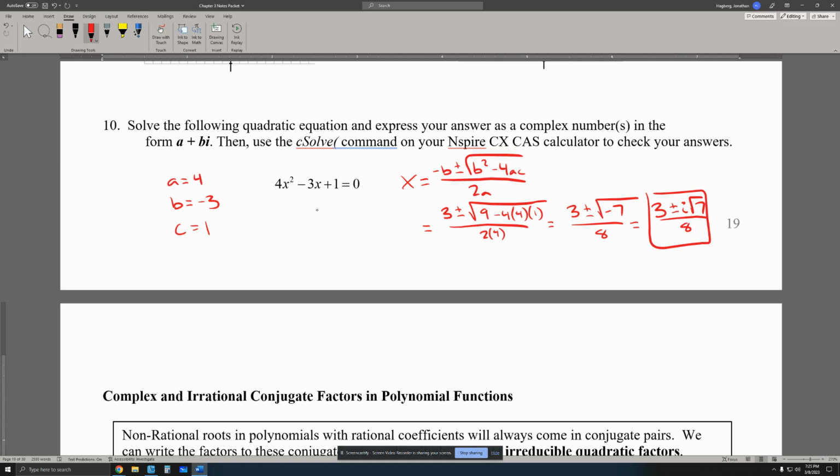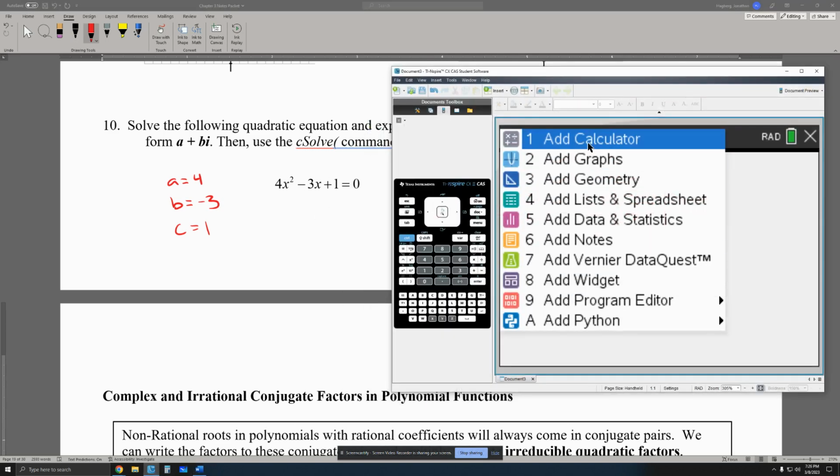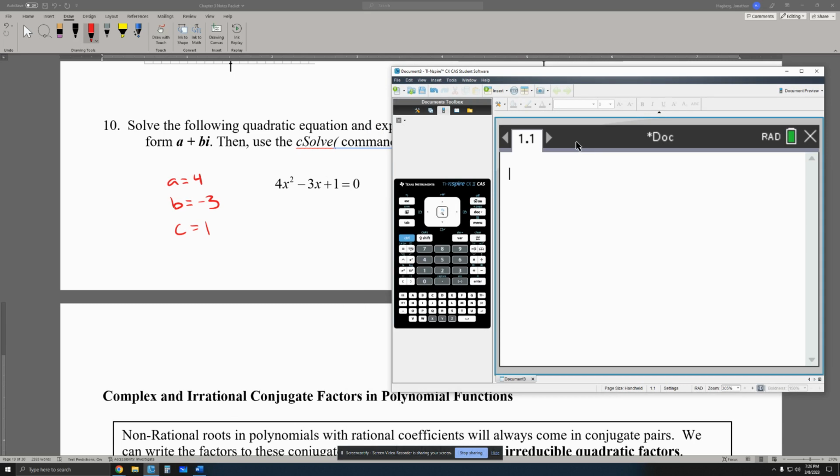So this is our final reduced solution here. All right, so let's go ahead and check our answers. I'm going to take this and put it into our calculator. So in your Inspire, go ahead and hit Add Calculator. We're going to use the C-Solve feature so you can type it out.